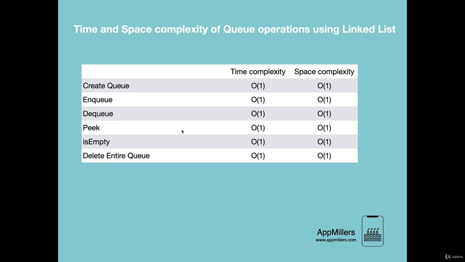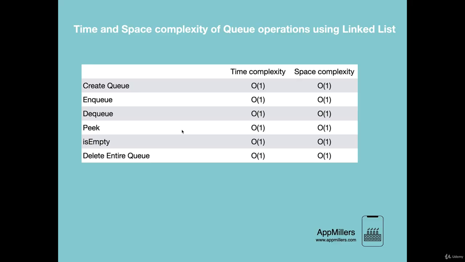And finally, the last method is delete entire queue. In case of linked list, to delete entire queue, we just need to set head and tail references to null. By doing so, we are making first node eligible for garbage collection, then the second node, then the third node, and it continues until the end.